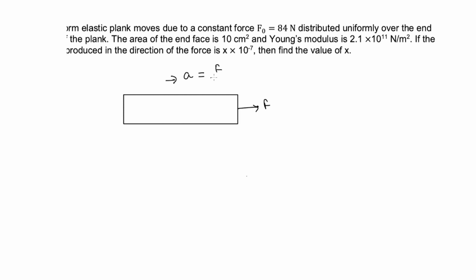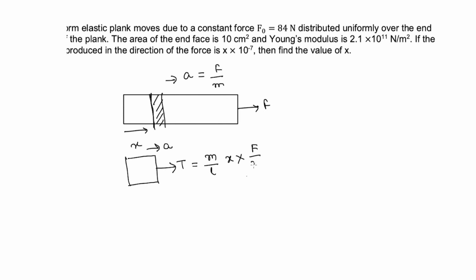Acceleration is equal to F divided by mass. So if I take a small section at a distance x, then the elongation will be different at different cross sections. Why? Because the tension at different parts will be different. If I draw the free body diagram of this part x only, then tension of this portion T is equal to mass into acceleration. The same acceleration it will also follow. So the mass is equal to total mass divided by length into x, into acceleration is F by m. So you can see that the tension is a function of x. Fx by L is the tension.